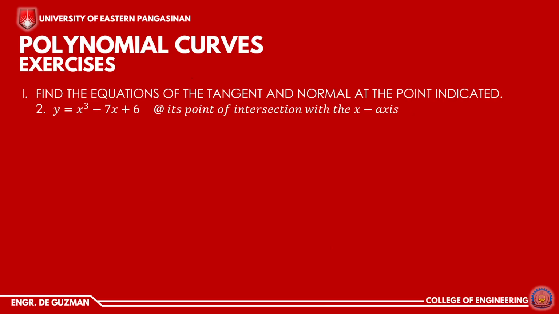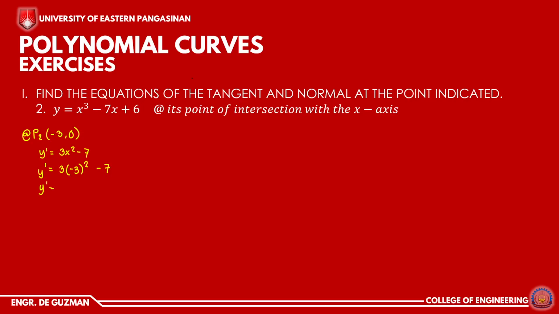So, next, at point 2. So, ang point 2 natin, sulat ko na lang, at point 2, negative 3 and 0. So, dito, same lang sa kanina, y prime is equals to 3x squared minus 7. So, y prime is equals to 3 times 3 squared minus 7.